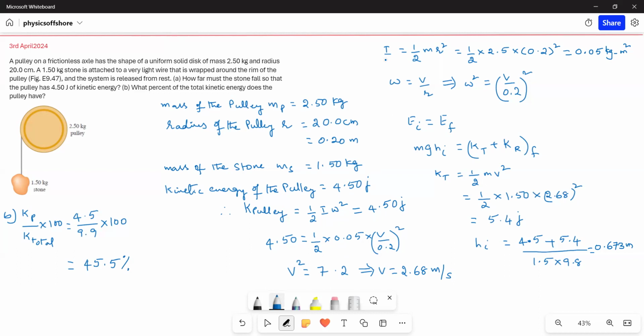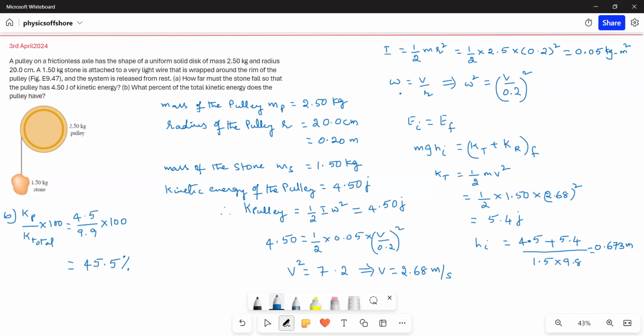We have to calculate the moment of inertia. I is equal to half m r squared. Therefore, half into mass, 2.5 kilograms, the pulley mass, and then the radius is 0.2 meters. So with 0.2 squared, this gives the moment of inertia of the pulley as 0.05 kilogram meter squared.